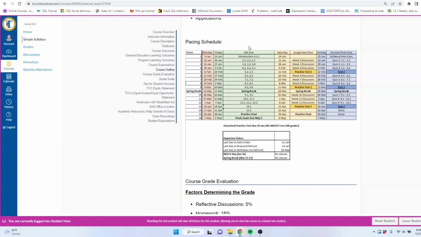If you're looking at this pacing and wondering why don't we have really anything to do? Well, it's not that you don't have anything to do, it's you should be working on the practice final.